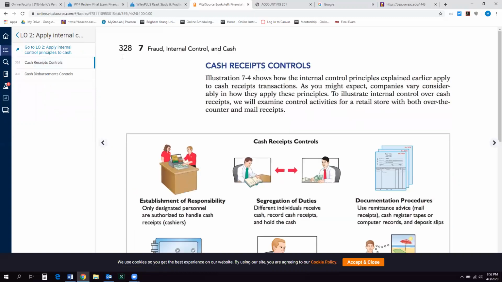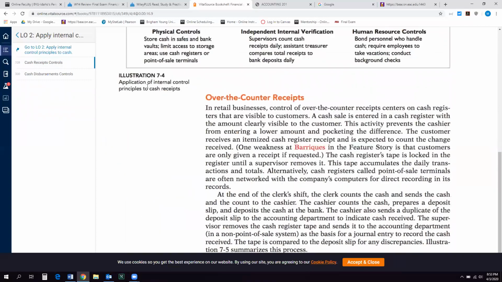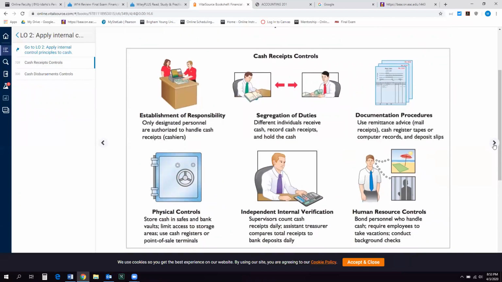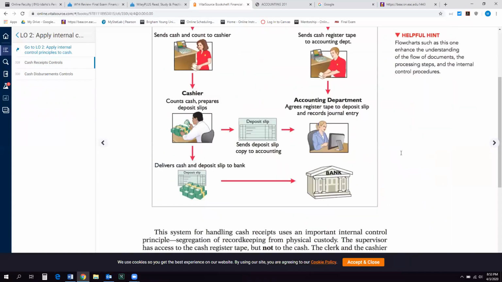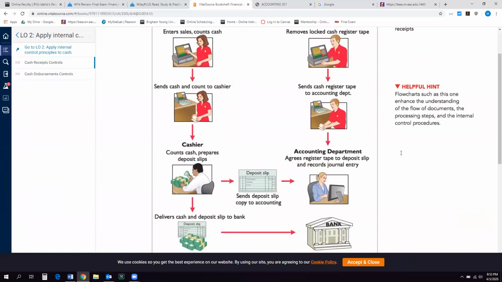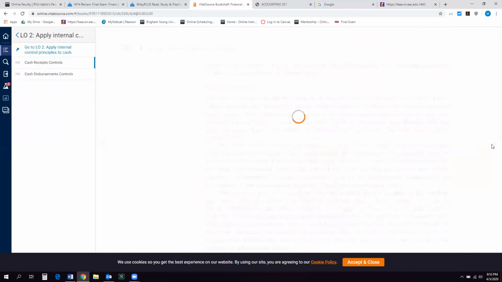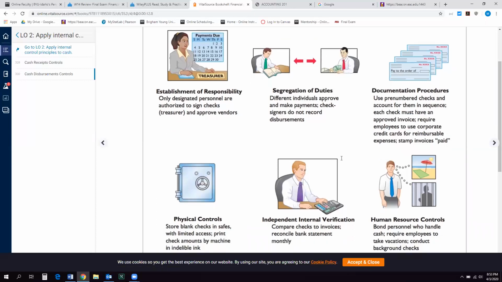So here's the cash receipt controls. Again, recognize what those are. And then there's going to be cash disbursement controls. Again, most of these are common sense, and most of them, if you go work somewhere, they're going to have their own sort of processes that will line up with these controls. So again, rather than me reading them to you, I'm just showing you where they are in the book, because this is like textbook stuff more than it's problems right now.